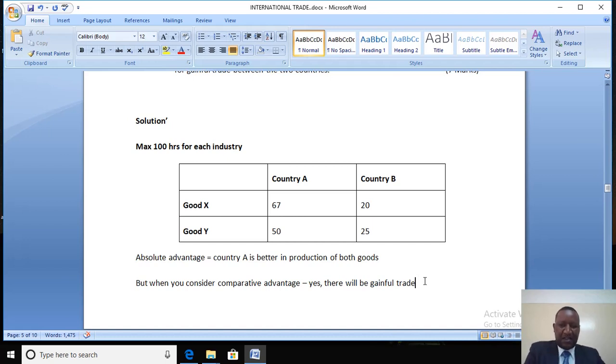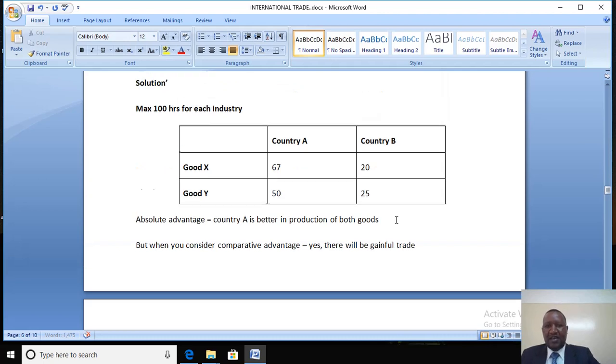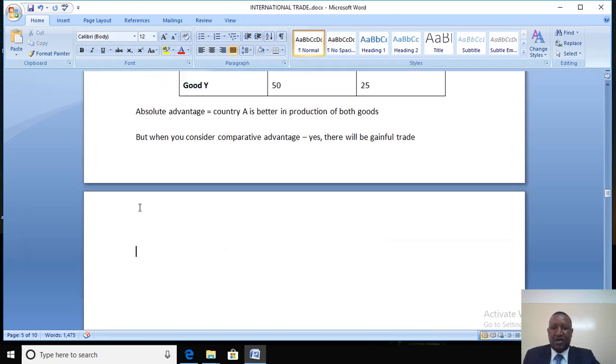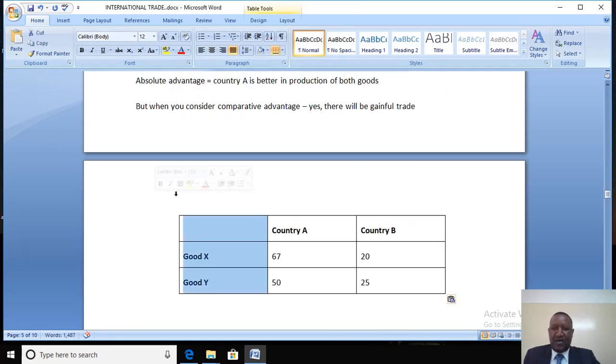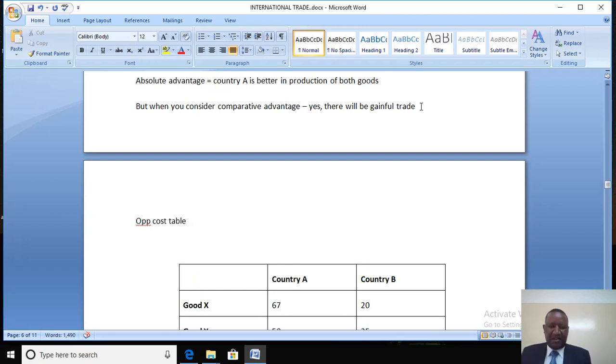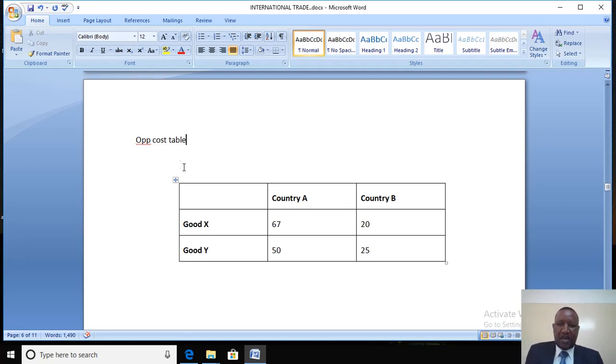So the question is, how can we prove that? The answer is yes. So what are we supposed to do? For comparative advantage, you need to work out your opportunity cost table first, or what is called the comparative cost table. So this is our opportunity cost table. And what's the basis? If you remember very well, in the previous video, I gave you a clue on how you can calculate opportunity cost. But let's do it again.